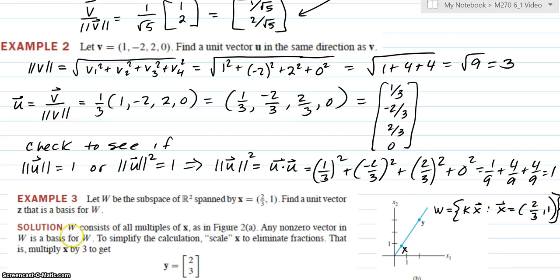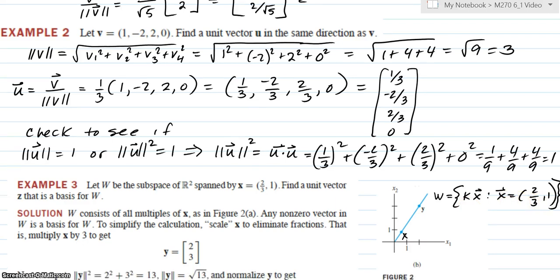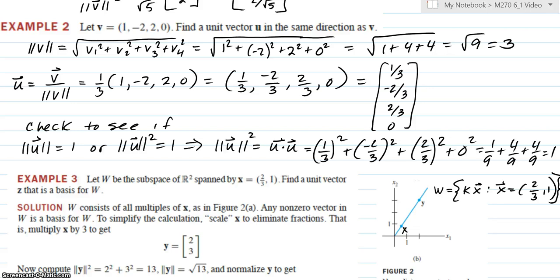So the book solution says W consists of all multiples of X. So I wrote here, we know that W is any kx, any multiple where X is equal to that vector. So any nonzero vector in W is a basis for W. What they chose made it a little easier for themselves: they took k as 3 and multiplied 3 by that X, ended up with Y. Then they want to normalize it so we don't have to end up with a double fraction.